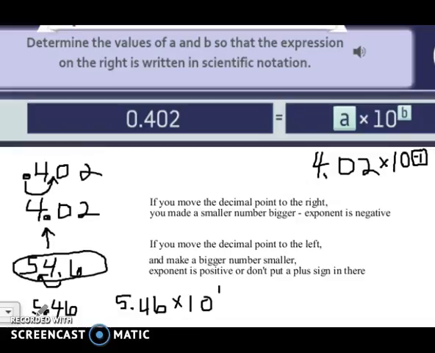Okay? If I have to find A, and I have a smaller number and I made it bigger, 0.4 is smaller than 4, I made it bigger, I had to move the decimal point to the right, then my answer is going to have a negative exponent because I made a smaller number into a bigger number to get it into scientific notation. I know it's confusing, I totally get it, but as you continue to work on these, it's going to get easier and easier, I promise.